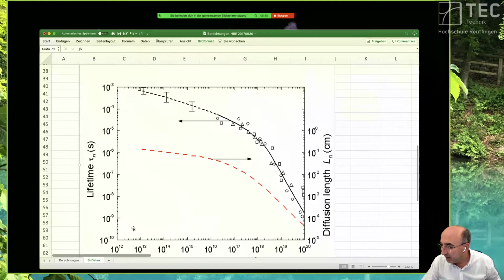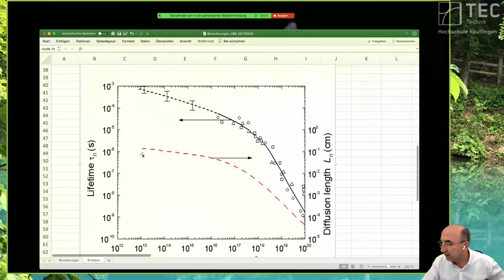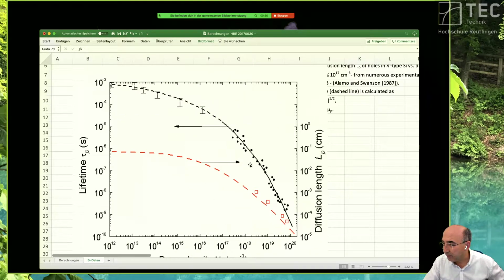So the lifetime itself, see here, the black curve. If we have 10 to the power of 17 doping, we have a lifetime of quite long time, 10 to the power of -5. And if we have towards ohmic contact, so we are 10 to the power of 19 towards 20, the lifetime shortens. Okay, so the acceptor doping shortens the lifetime because of the presence of the hole concentration. And the lifetime of the holes in n-doped, donator-doped semiconductor, we have also this behavior.